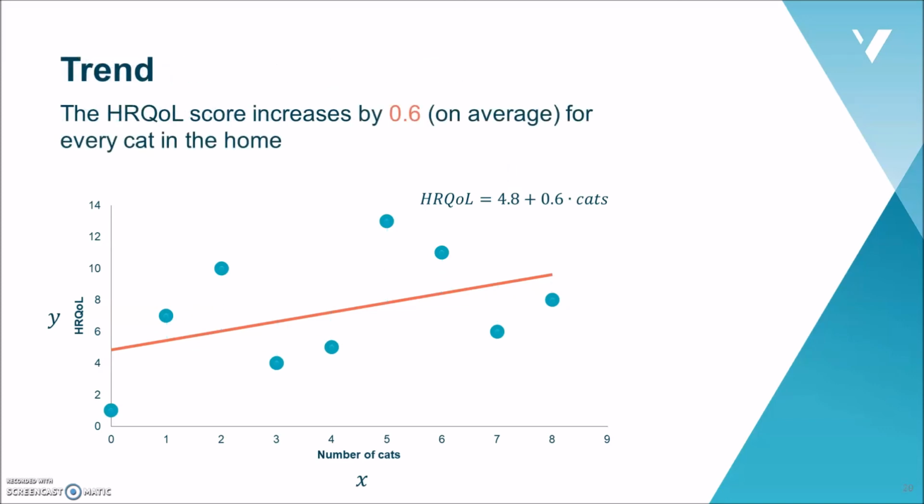We can now use this line to answer the question of whether health-related quality of life depends on how many cats you have in the home. It seems that we have a positive relationship between the number of cats in the home and quality of life. For every unit cat increase on the x-axis, the quality of life score on the y-axis increases by 0.6.